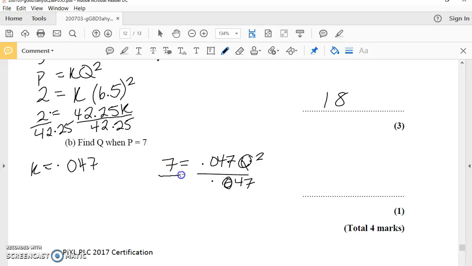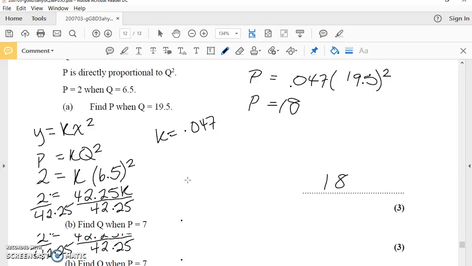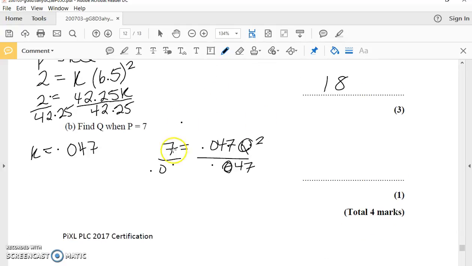Dividing by 0.047 gets me a not very nice answer of 147.875, which equals q squared.